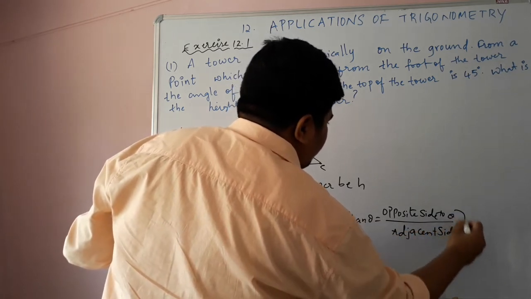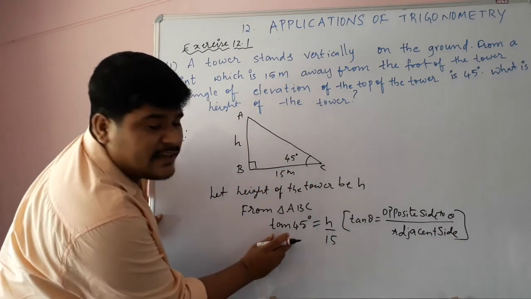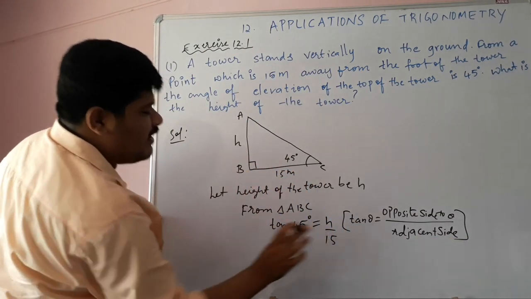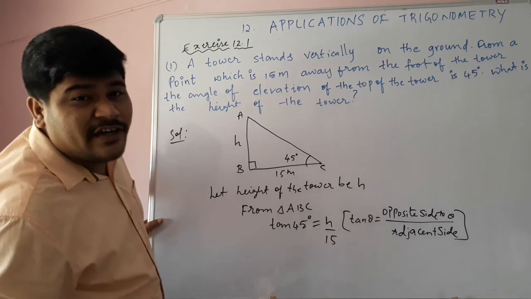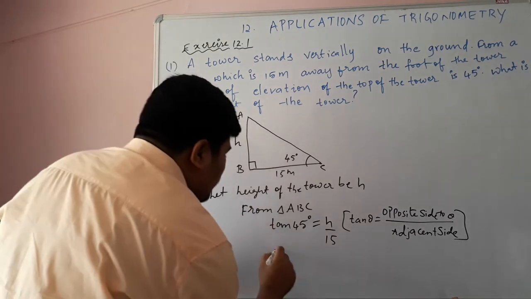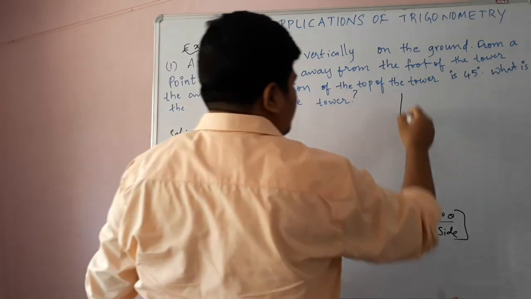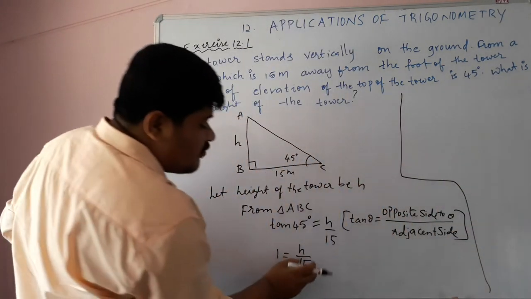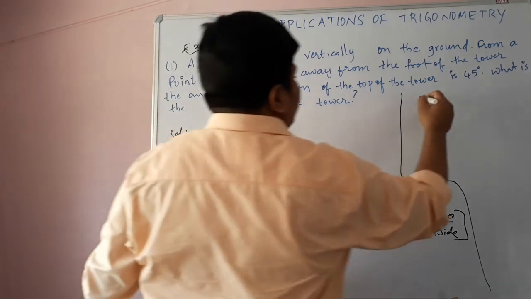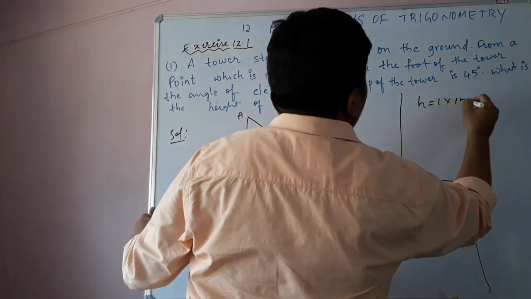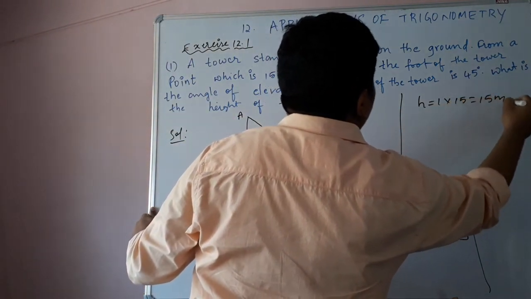So students, tan 45 degrees, we can write as h by 15. What is the value of tan 45? 1. So 1 is equal to h by 15. Then h is equal to 1 into 15, that is equal to 15 meters.